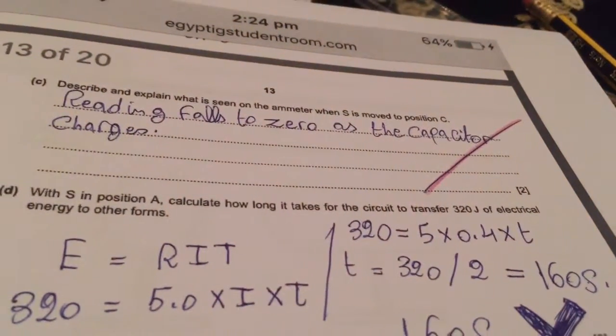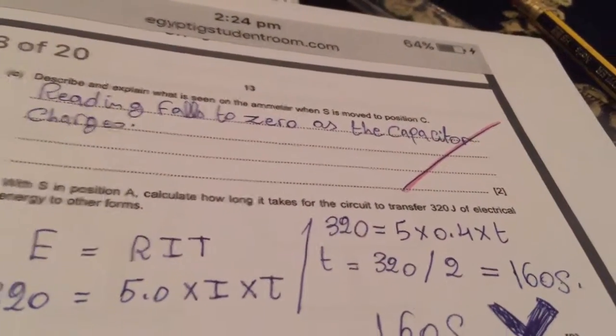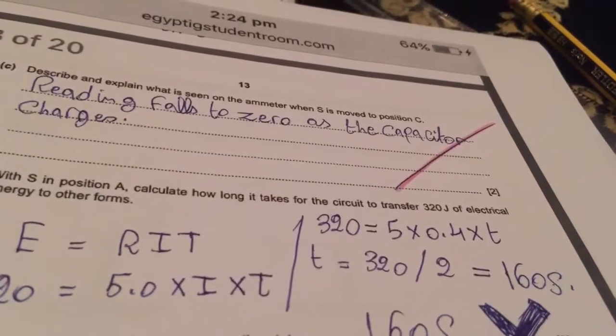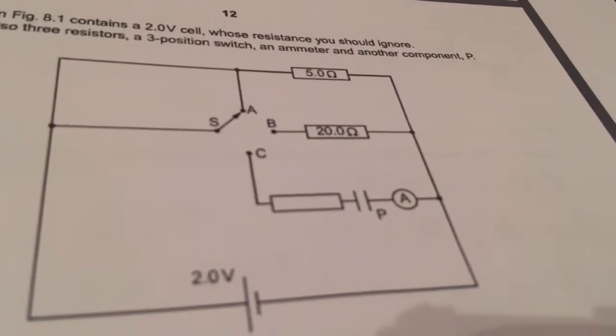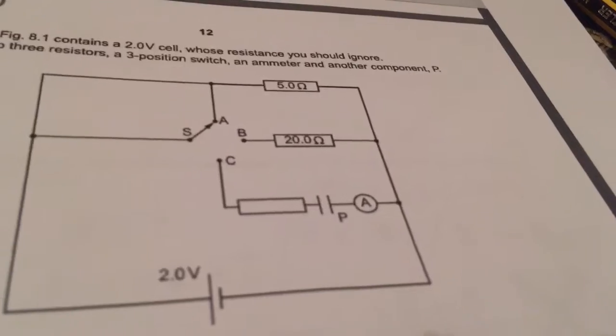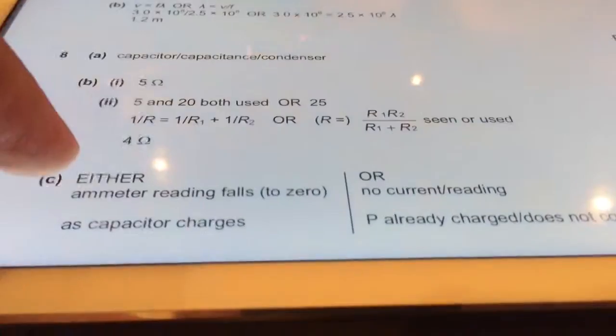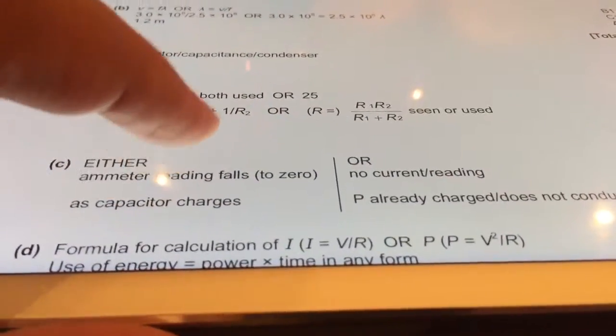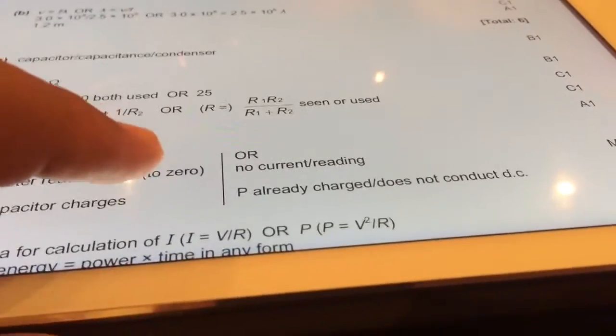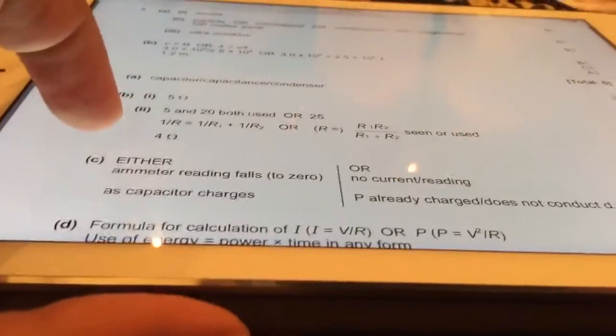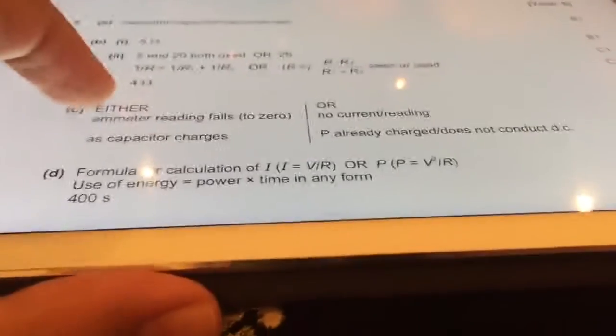Perfect. C: describe and explain what is seen on the ammeter when S is moved to position C. The reading falls to 0 as the capacitor charges. The capacitor's job is normally to charge, so the ammeter won't show any measure, so the needle will turn to 0. Let us check here. Either the ammeter reading falls to 0 as the capacitor charges, as you said, or no current reading because P is already charged. Our reason is easier. Okay, let's move on.